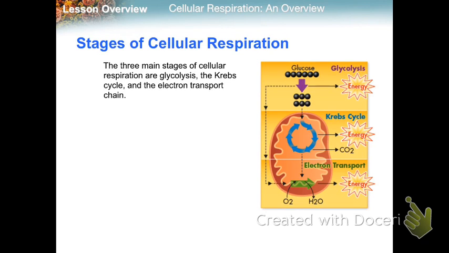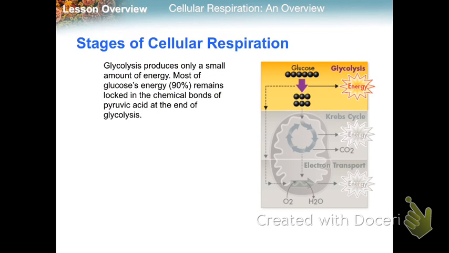There are 3 parts to cellular respiration. The 3 parts are glycolysis, the Krebs cycle, and the electron transport chain. And you can see those over here as we go from top to bottom in this diagram. We'll be looking at this diagram quite a bit. So the first stage is glycolysis.